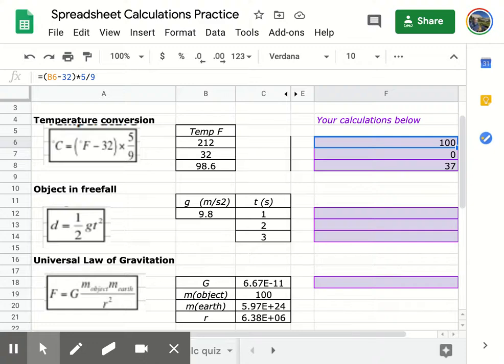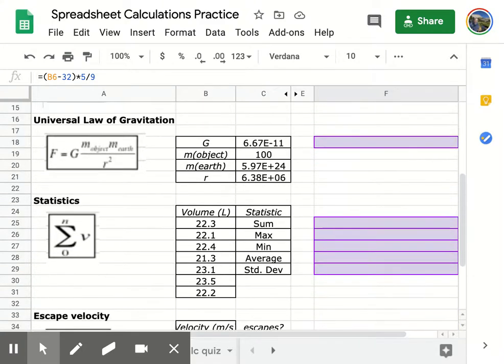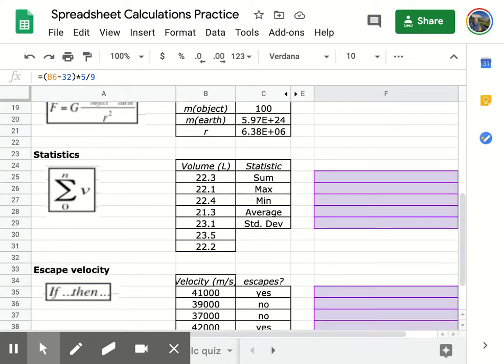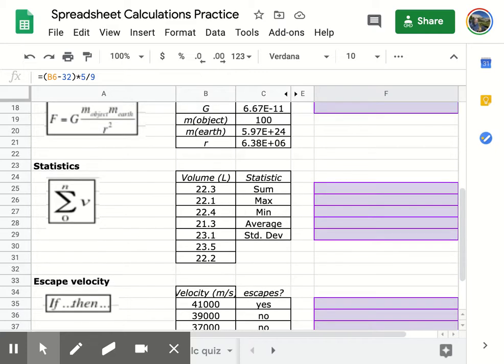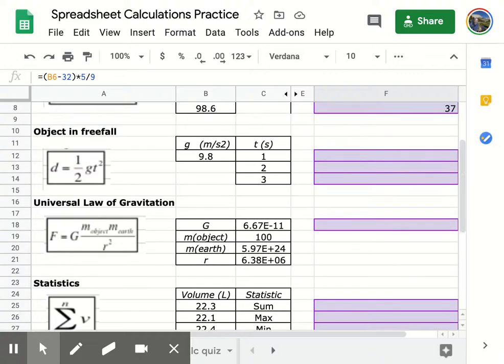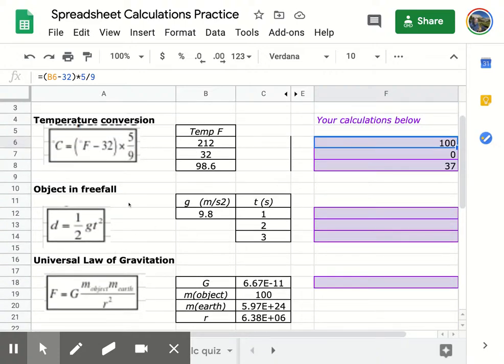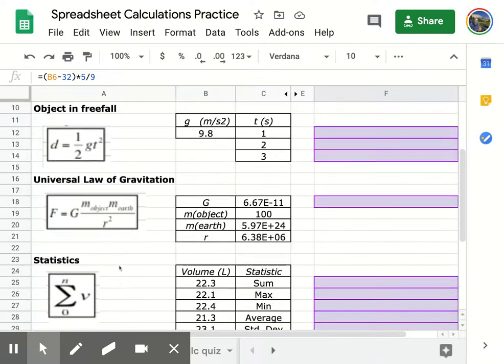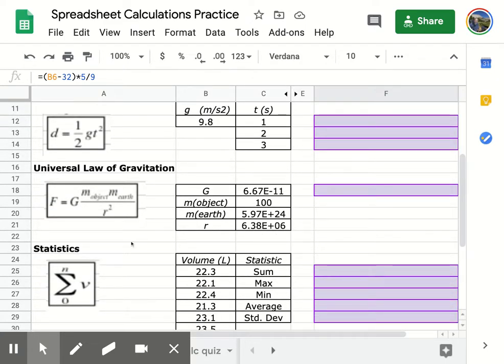So what I'd like you to do is complete the rest of the calculations on this page using the formulas here. In other words, just try to figure out how I would represent that algebraically. The object in free fall is 1/2 g t squared. Here's g, here's t. So you'd solve it for the first one and then just copy it down. For the universal law of gravitation, it's just g times m1 times m2, divided by r squared.